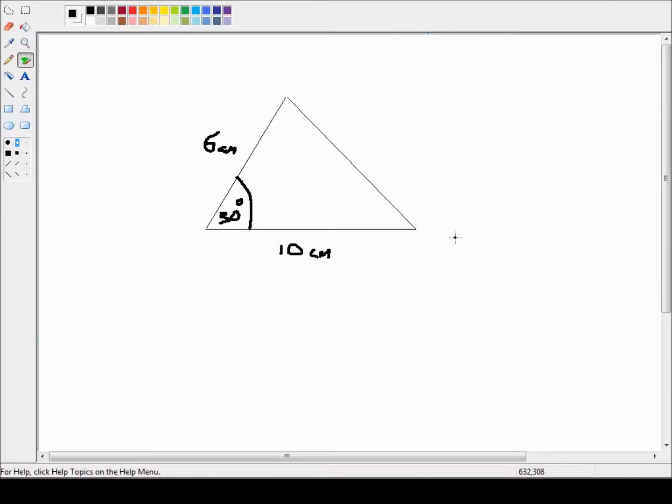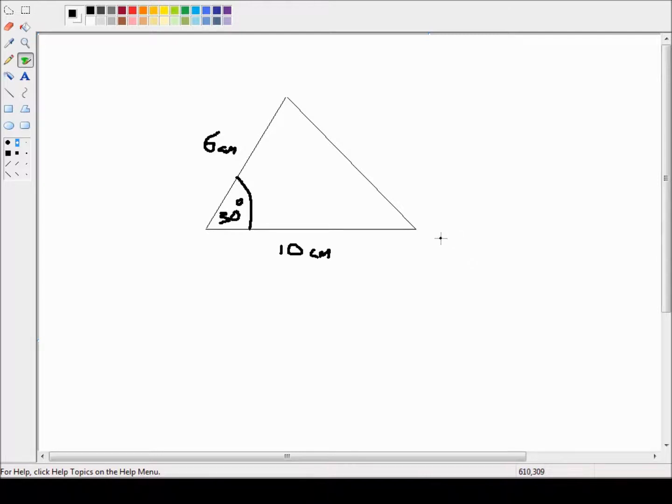Okay, so much for the theory. Let's have a go at putting that into practice. We've got a triangle here, and we're given two lengths and the angle in the middle of those two lengths. One length is 6 centimetres and the other length is 10 centimetres, and the angle is 30 degrees. And this time we're trying to get the area of the triangle.